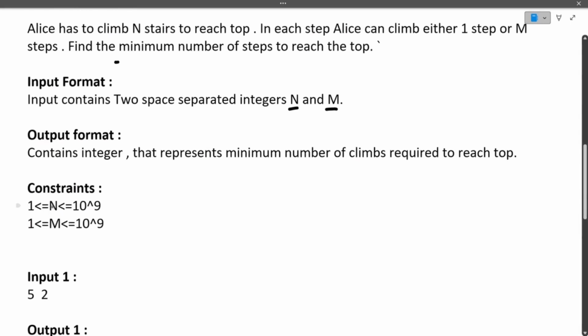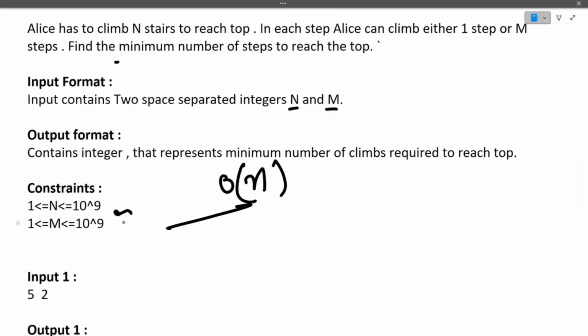Constraints are: n ranges from 1 to 10 to the power 9, and m is also from 1 to 10 to the power 9. So the maximum time complexity we can use in our solution is, sorry, not log n, the maximum time complexity we can achieve is big O of n. We cannot go to n square, n log n, or n cube. The maximum is big O of n because of the constraints.